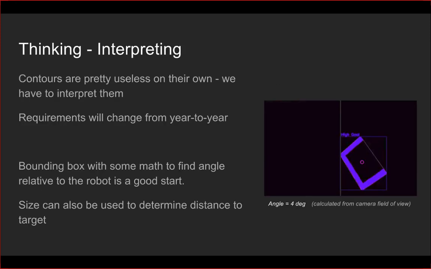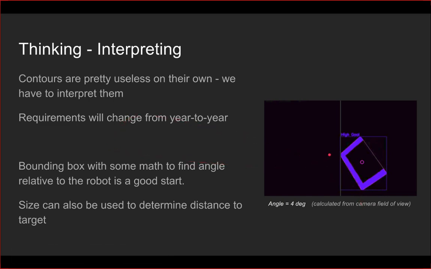Next up, once we select the target that we want to use, we have to interpret that data in a way which the Roborio can understand, or our code can understand. Contours are pretty useless on their own. They're just a collection of points, and without the backing library, in this case OpenCV, to interpret them for you, they're pretty useless. So, requirements for this will change year to year, but typically almost all the time you want to find the center point of the target. In this case, it's this little pink dot in the middle.